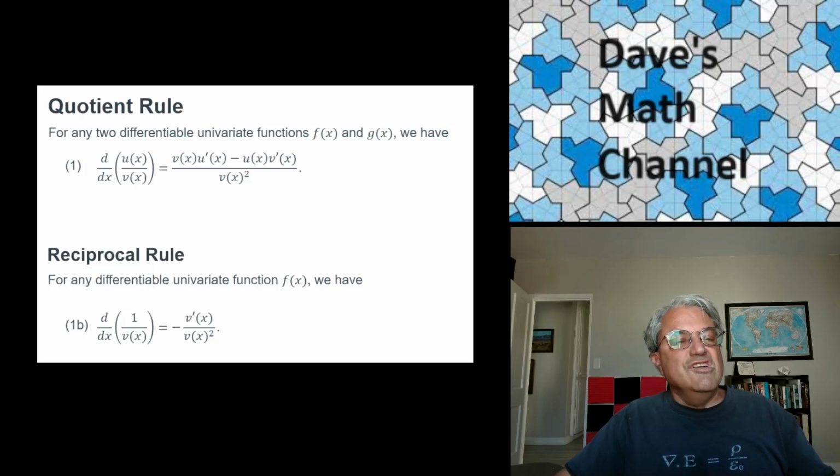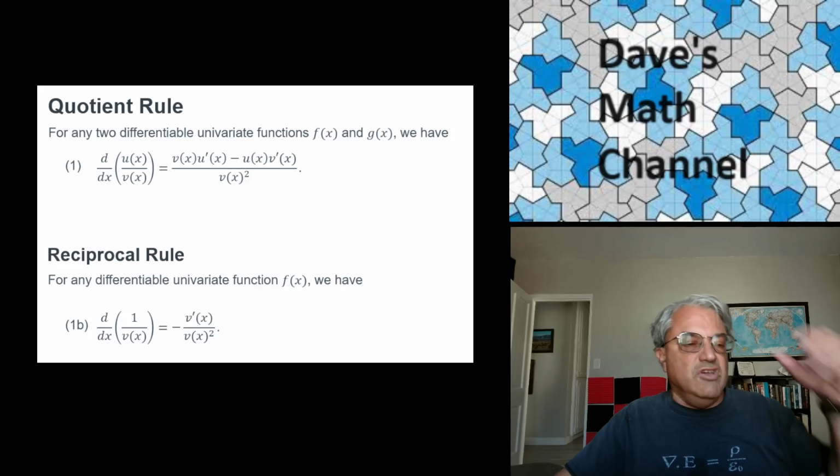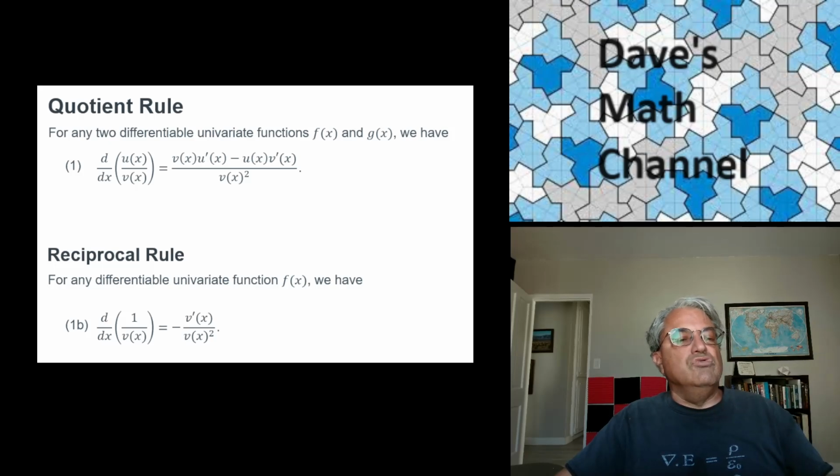And I know it's a little complicated. This is something I think you should memorize. But I'm going to derive it. And in order to derive it, first we're going to derive a simpler rule. And this is actually a special case of the quotient rule. I call this one the reciprocal rule.